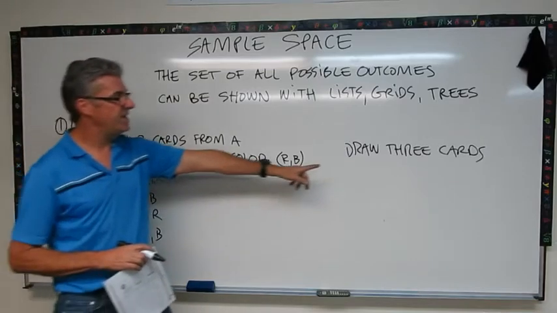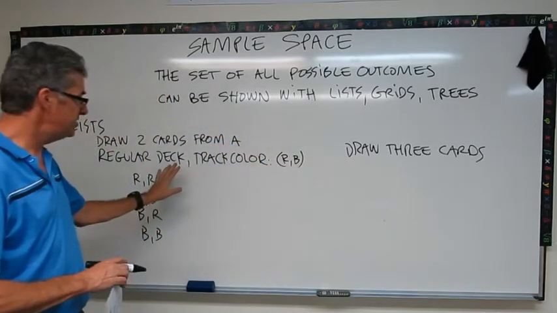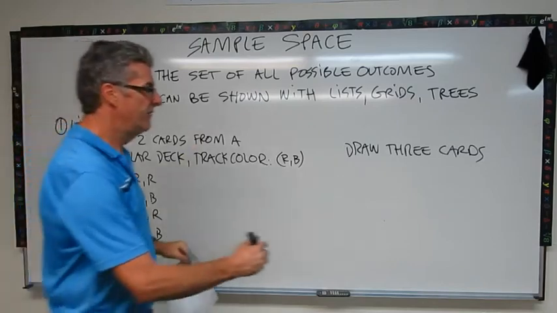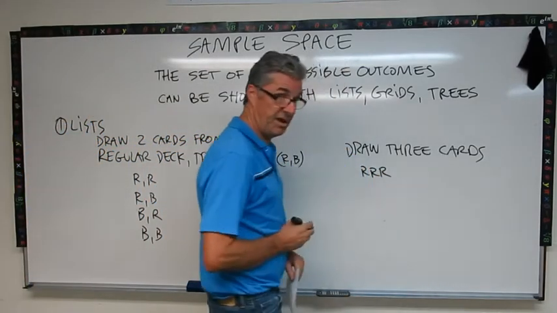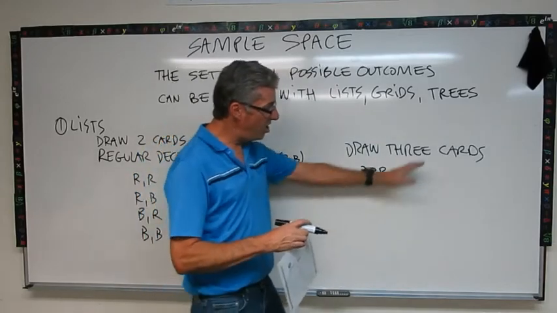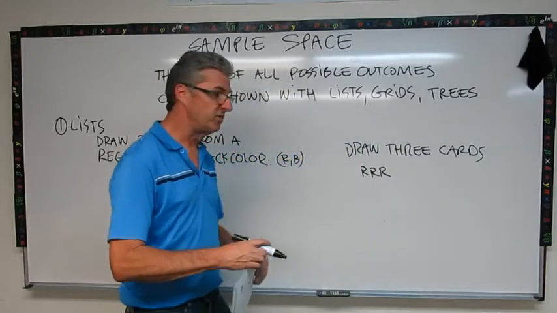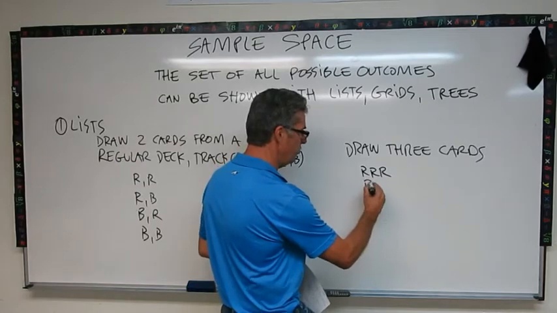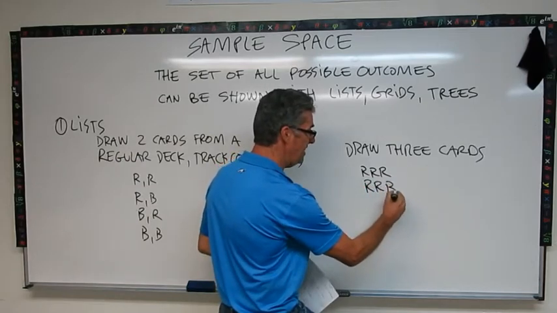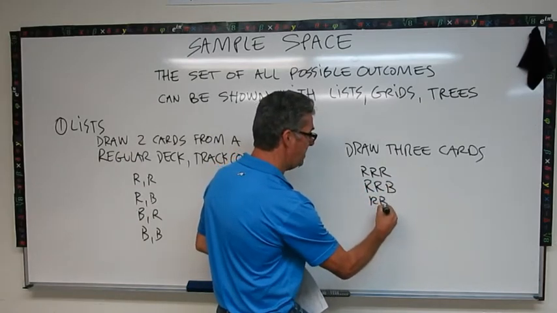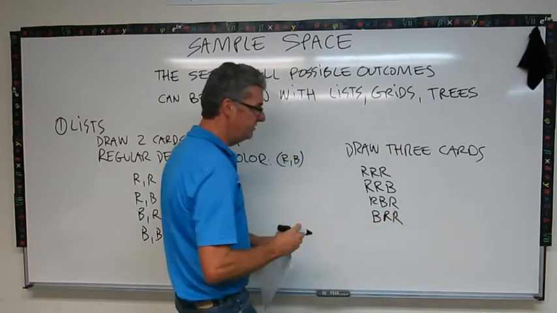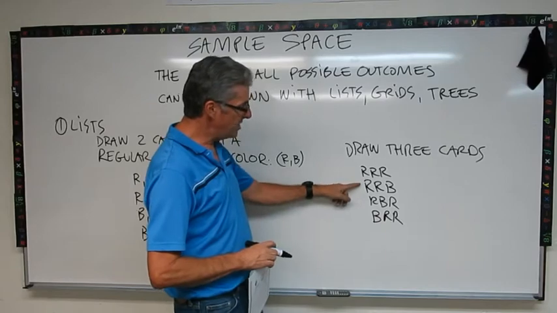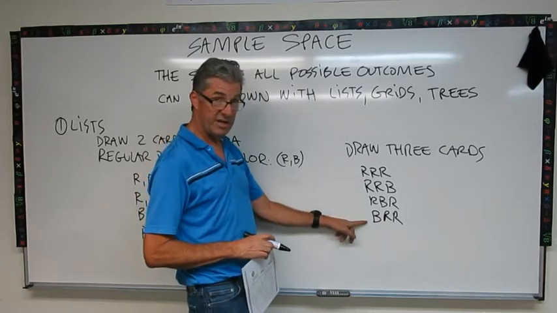Now let's do the same thing with three cards. Same situation, tracking color. First one, red, red, red. Okay? Now, to find all of the outcomes, you've got to be methodical. So here's what I'm going to do. I'm going to do one black. So red, red, black, red, black, red, and black, red, red. So I've got my three reds. Now I've got two reds and one black, all organized that way.